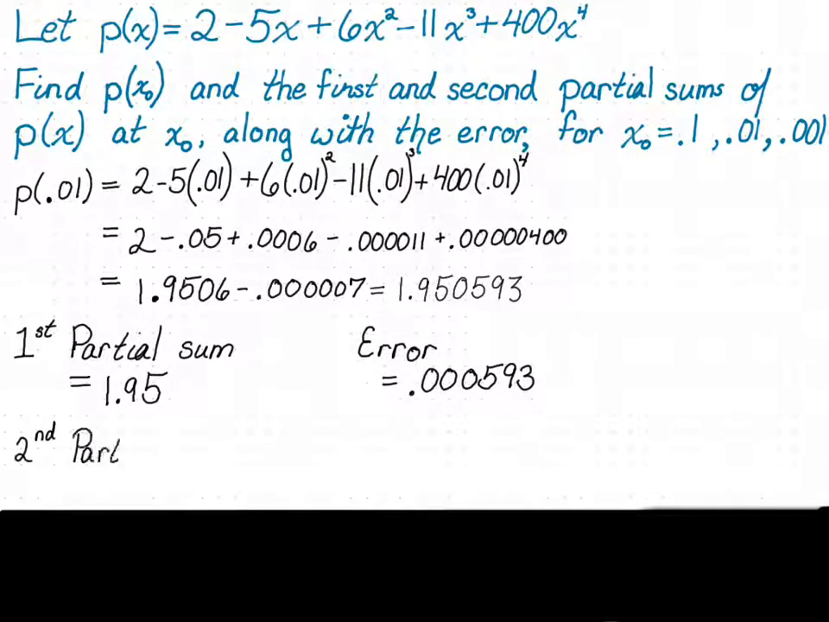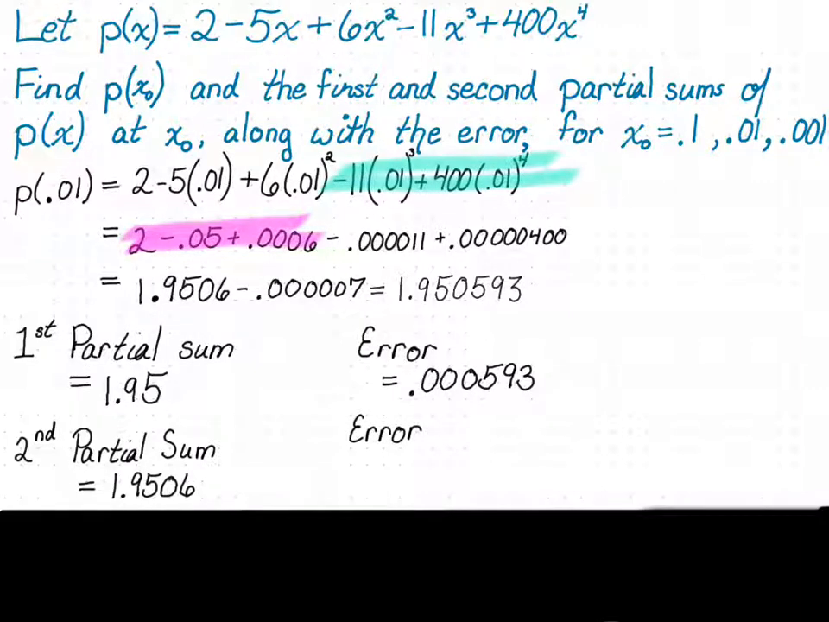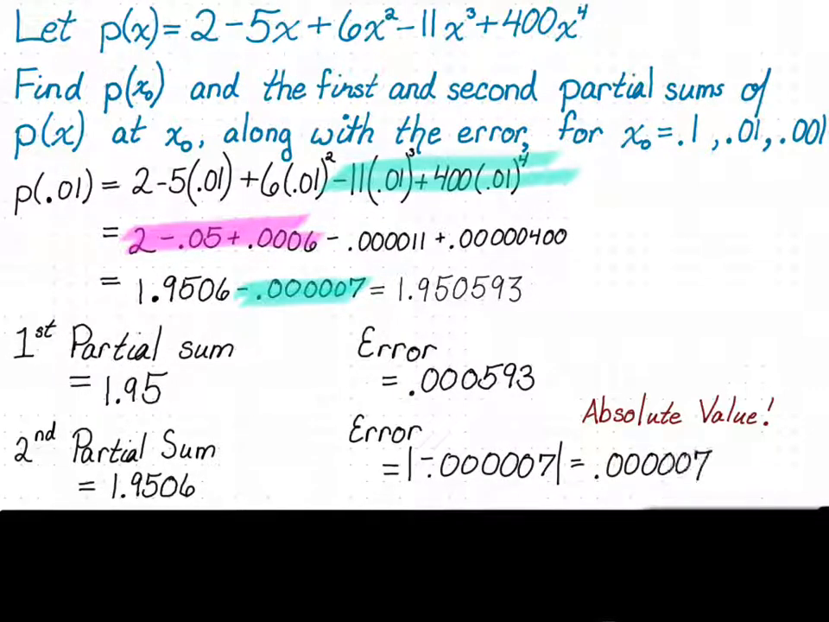Now, for the second partial sum, we're looking at the first 3 terms, and that'll be 1.9506. The error is the last 2 terms, but in absolute value. Errors are always positive. It doesn't make sense to talk about a negative error. And so in this case, that's going to be 0.000007. So that is our error for our second partial sum.